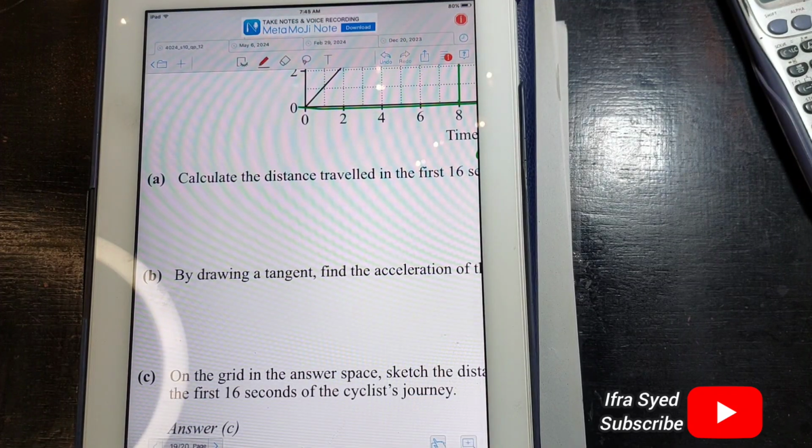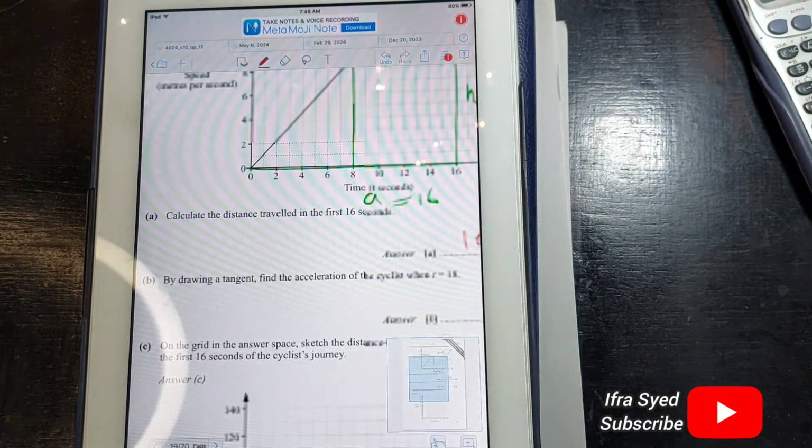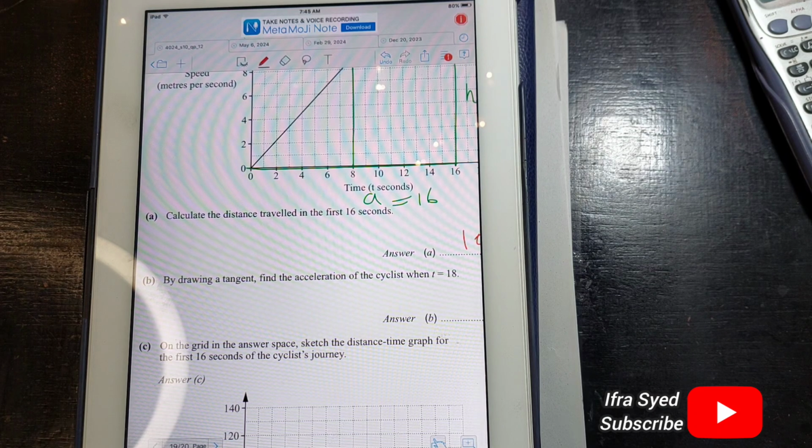In the next part, it is written that by drawing a tangent, find the acceleration of the cyclist when t is equal to 18. So in the B part, we need to draw a tangent line. A tangent line is a line that touches the curve at only one point. First of all, I will draw a tangent line, and from that tangent line, we use any 2 points, and by using those points, we can easily find acceleration by using gradient. In graphs, we can easily find the value of acceleration by using the gradient. And the gradient is vertical change divided by horizontal change.